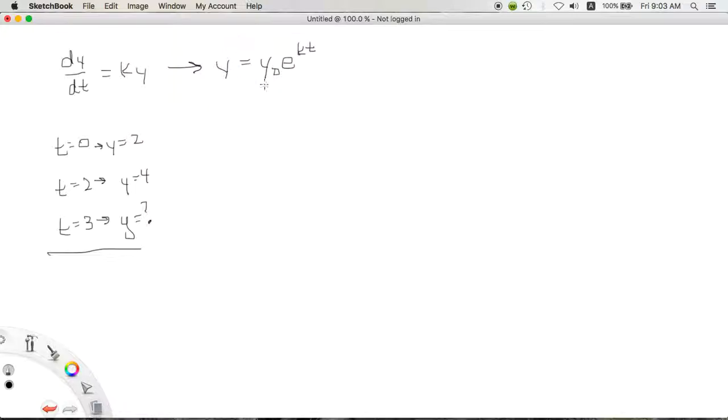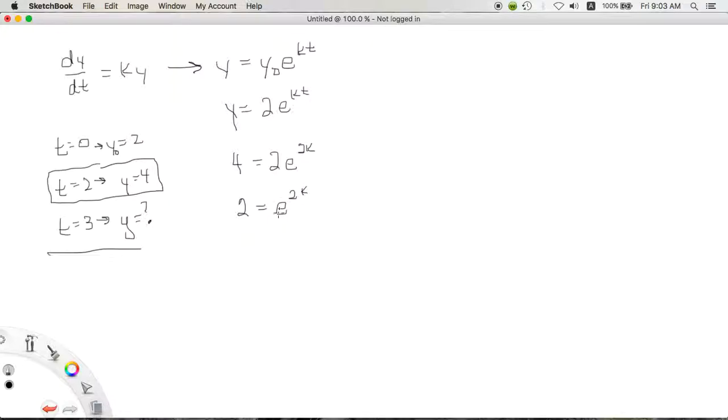Well, we know that this y naught is this initial value for when t equals 0. So our y naught is 2. And this other information here is given so that we can find our proportionality constant. So we fill in 4 for y and 2 for t, and we'll be able to solve for k. So we divide by 2.